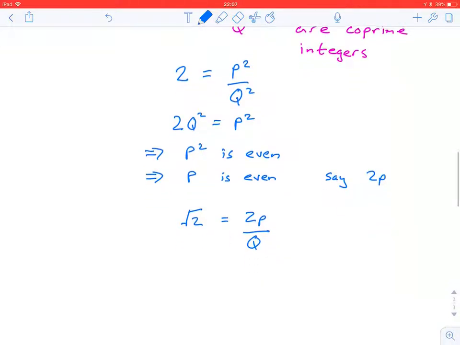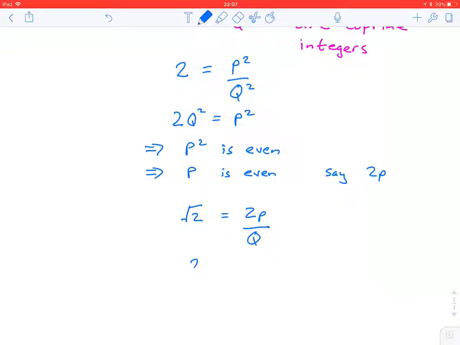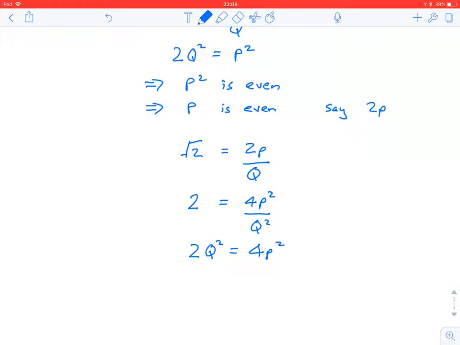And again, I'm going to square both sides. So root 2 times itself is 2, and 2p over q times 2p over q, and this is little p now, would give me 4 little p squared over q squared. Now I'm going to multiply through by the q squared again, and I get 2 capital Q squared is equal to 4 little p squared. Now I'll divide that equation by 2 and get q squared is equal to 2 little p squared.